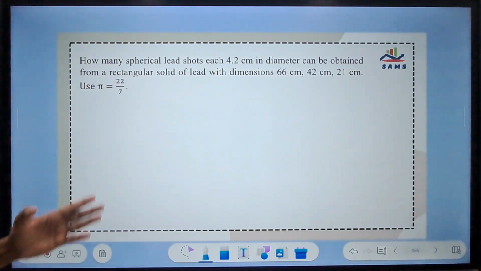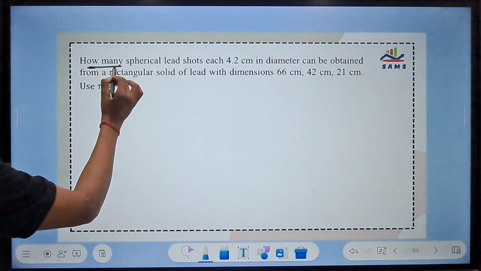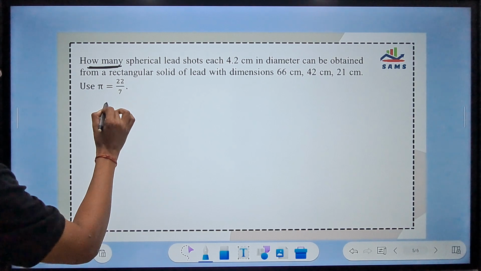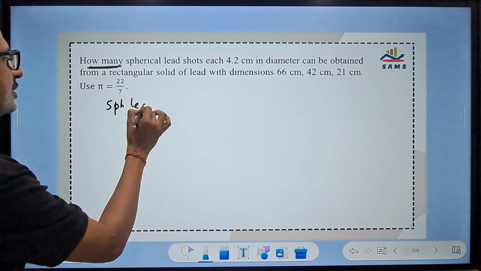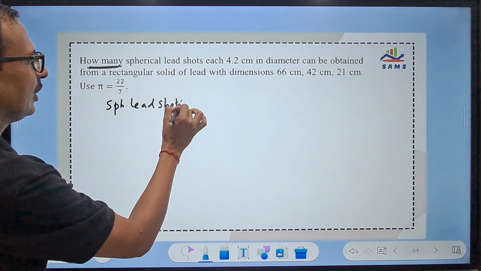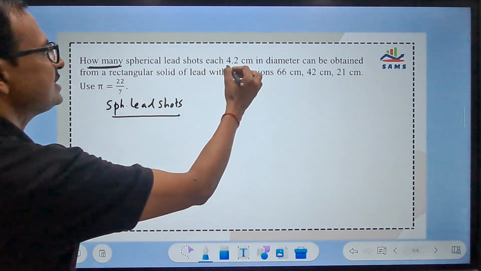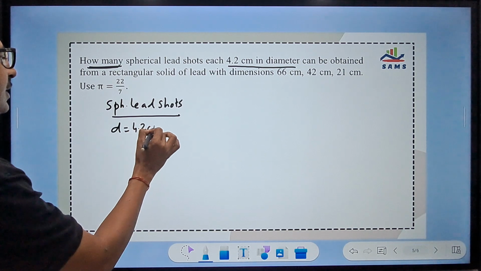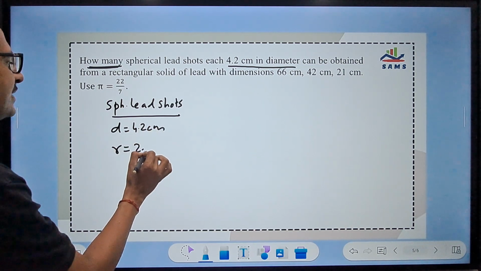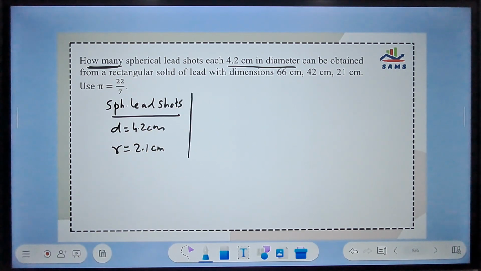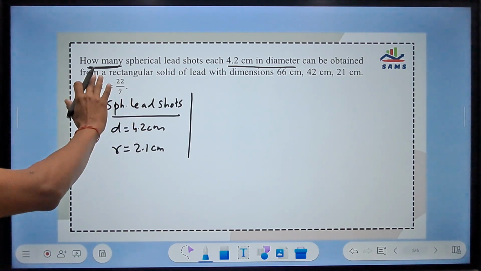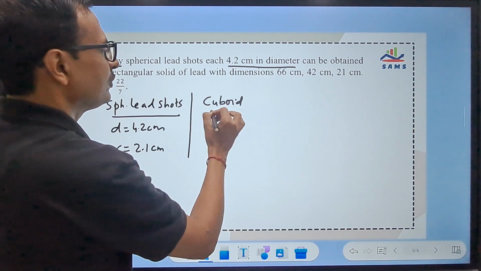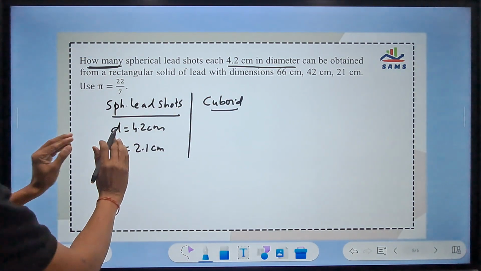Likewise, you have another question here. How many? See, again he is asking the same thing just like the previous question. Spherical lead shots. Now you are melting these spherical lead shots, each having 4.2 centimeter diameter. So diameter is 4.2 centimeter. That means the radius is 2.1 centimeter. Right? And they are being obtained from a rectangular solid. That means a cuboid. So we are melting a cuboid and making these small lead shots.